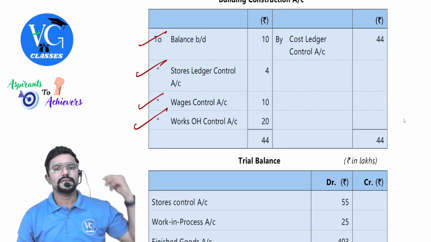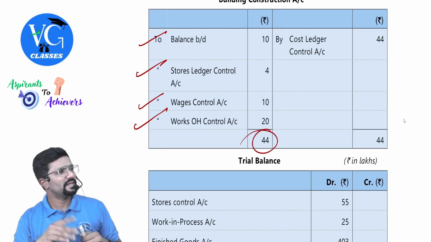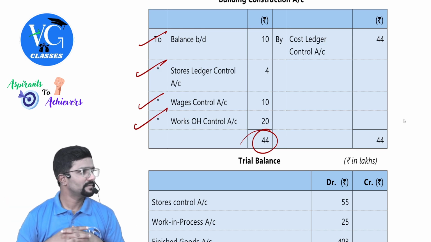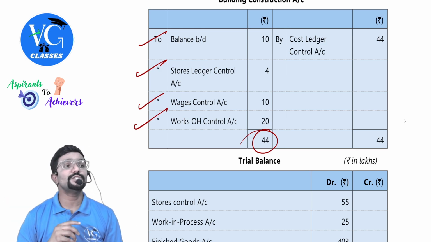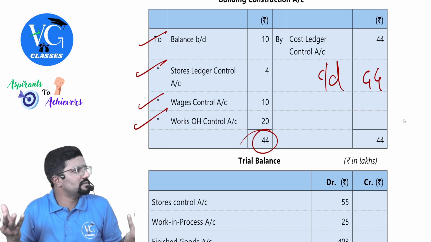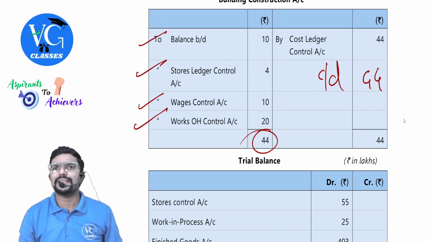Building construction. Guys, the building construction is an asset. It is nothing but an asset, the building account. Yes. They have told building is completed. See, we have two choices here. At the end, you can just keep it as balance carried down, 44 lakh. Building is an asset. Just keep it as a balance carried down.